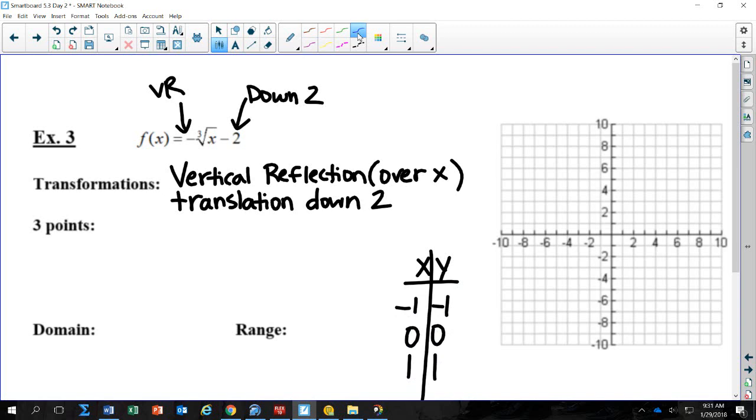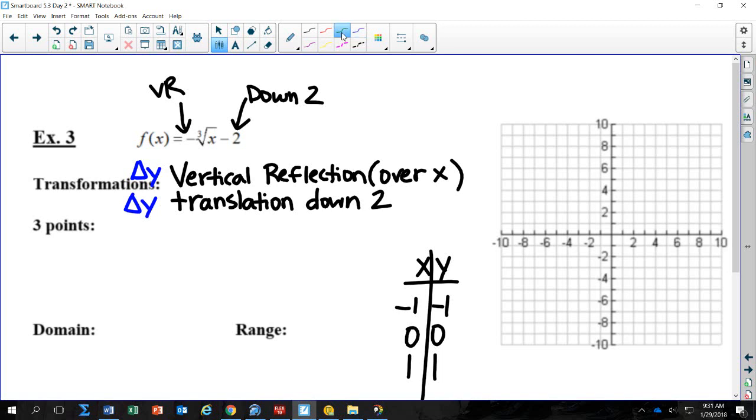So now we have a vertical reflection. Is that changing my x values or my y values? Vertical, think up and down. Y, right? So this is changing my y values. And the translation down 2, moving something down, that's also going to change my y values. So we're changing both of our y values.